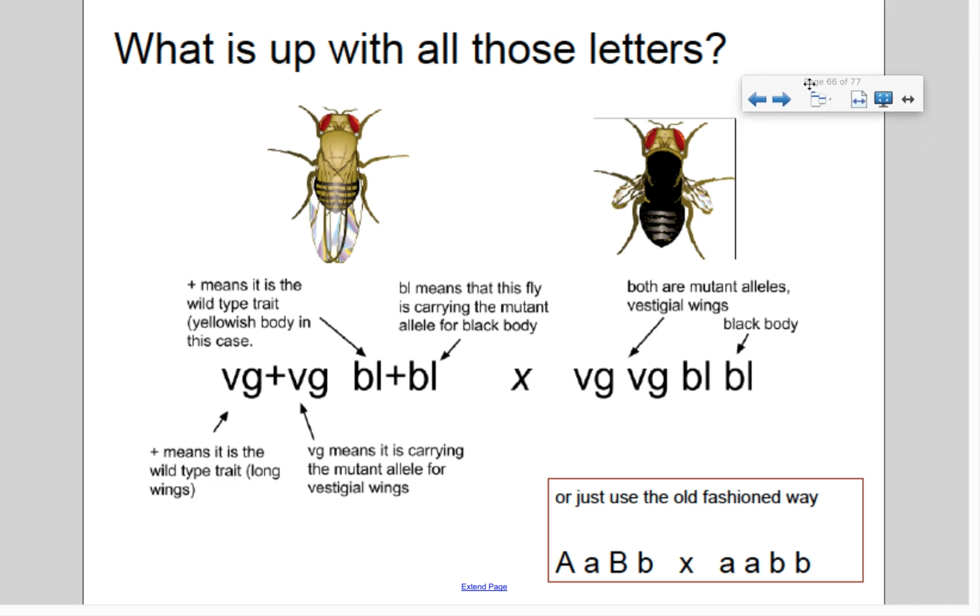So what's up with all those letters? I guess I could have just waited. But plus means wild type, in this case long wings. And if you don't have a plus, you're going to have short little wings. B plus means yellowish body in this case, and without the plus, it will be black. You can see that there's no plus signs here, so black. But if these letters are too confusing, basically, we're just looking at a heterozygote dominant organism crossed with a homozygous recessive for both of those traits.